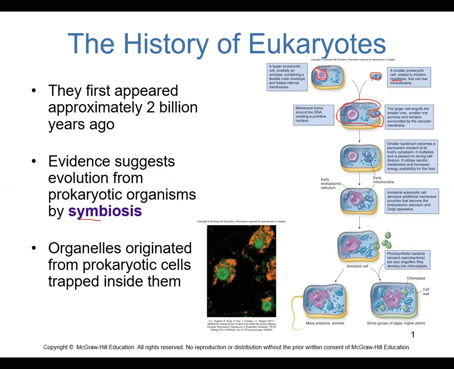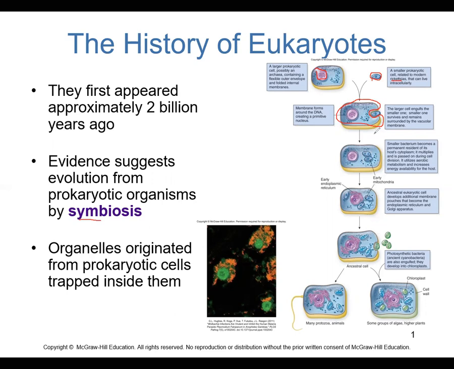And after a while, it lost some of its ability to live by itself. Now, most Rickettsia anyway are what we call obligate intracellular bacteria, where they have to be inside of a cell to survive anyway. So it's not that far of a stretch to think about it. These eventually gave rise to mitochondria.